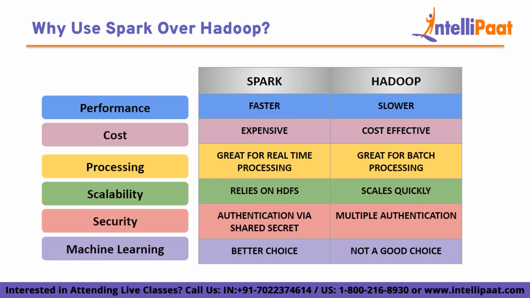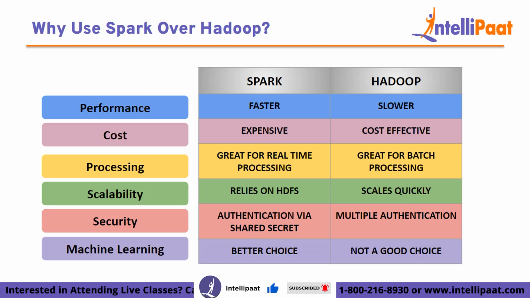Hadoop is great for batch processing and handling linear data. Spark is ideal for real-time processing and working with live unstructured data streams. Then we have scalability. When data grows rapidly, Hadoop scales quickly using its Hadoop Distributed File System. Spark also relies on HDFS for handling large volumes of data.